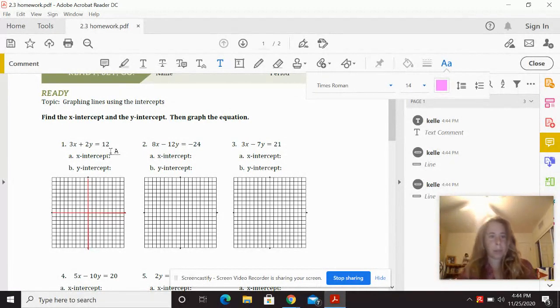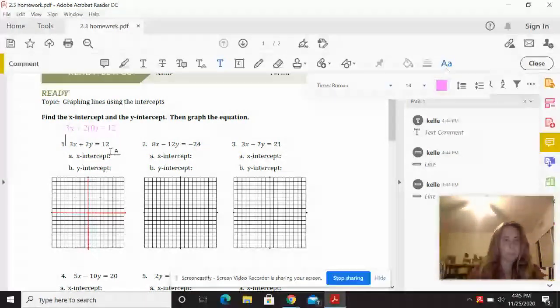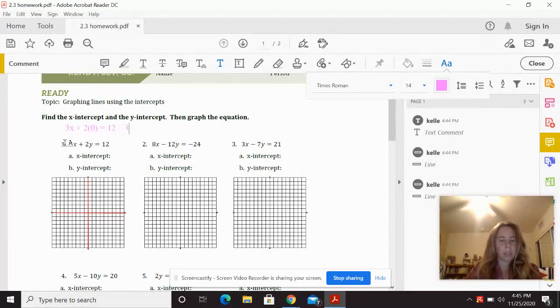So 3x plus 2, and we're going to substitute 0 in for y, equals 12, and then you just have to solve it. So I have 3x, right? And then plus, what's 2 times 0? 0. So 3x plus 0 equals 12.